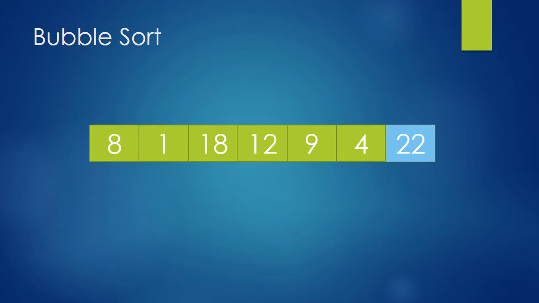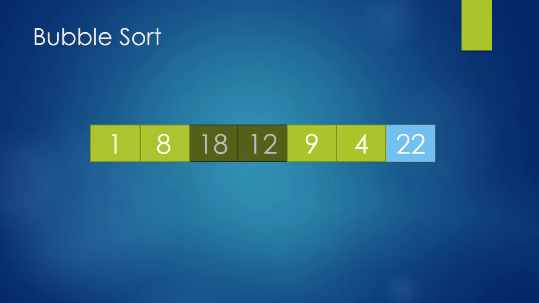If you feel like you understand it, I suggest you pause the video and try to do the rest on your own. Let's compare 8 and 1. 8 is bigger, that means we swap them. Now we look at 8 and 18. They are in correct order, right? So what will we do? We will leave them alone and move on to the next two.